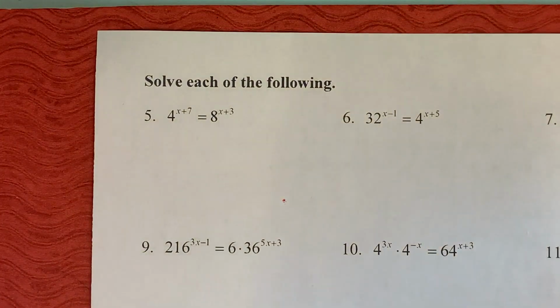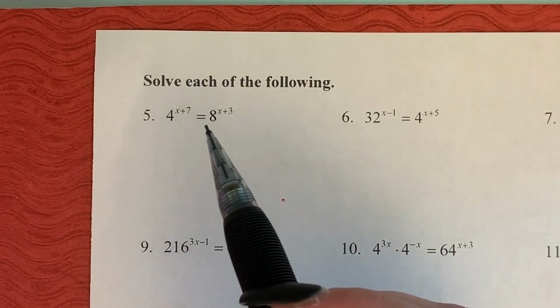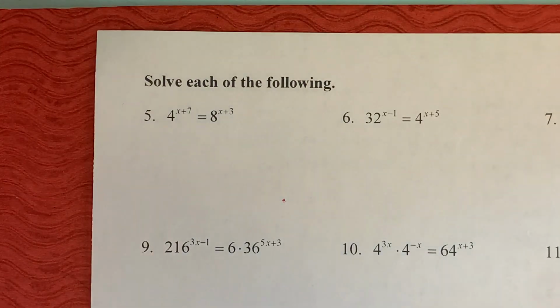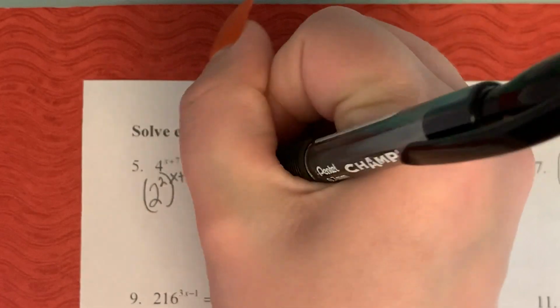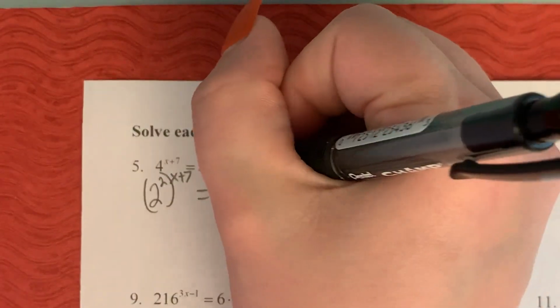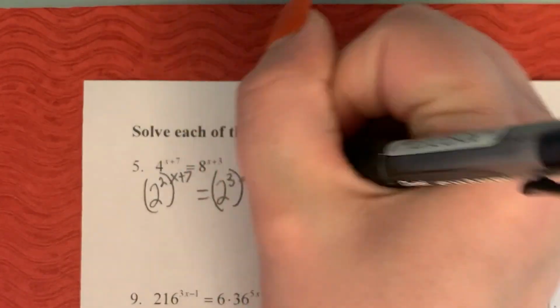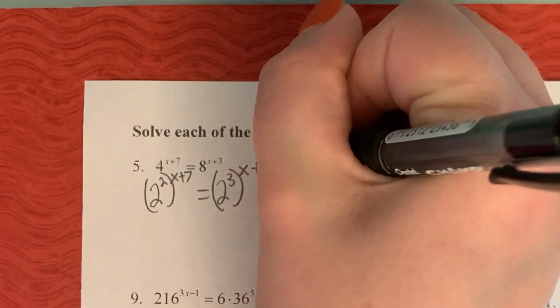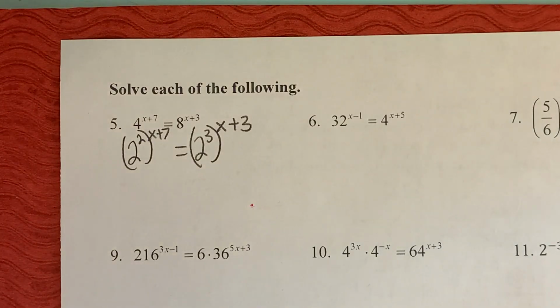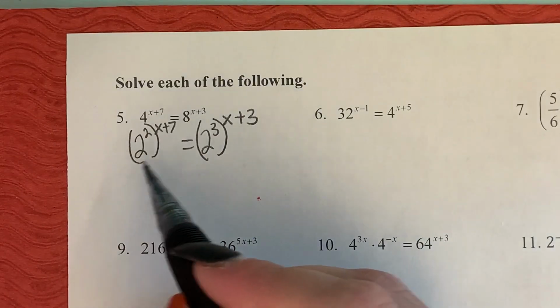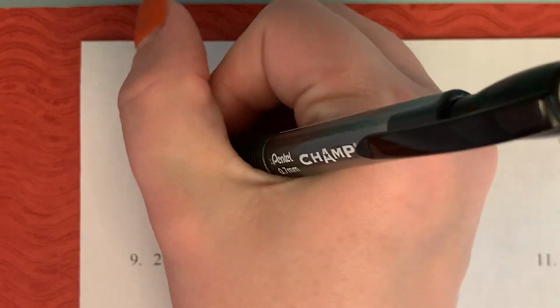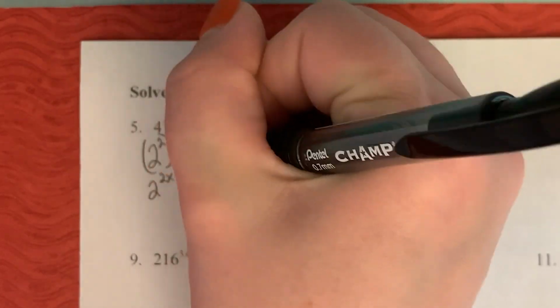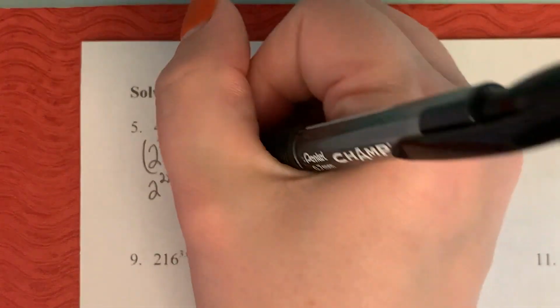Okay. So here we have 4 to the x plus 7 equals 8 to the x plus 3. So we need to get these to have the same base. So I can rewrite 4 as 2 squared to the x plus 7, and I can rewrite 8 as 2 to the 3rd. So we need to make sure we are studying those exponent properties. So now that I have the same bases, and I'm raising a power to a power, I'm going to multiply those. So I'll get 2 to the 2x plus 2 times 7, which is 14.